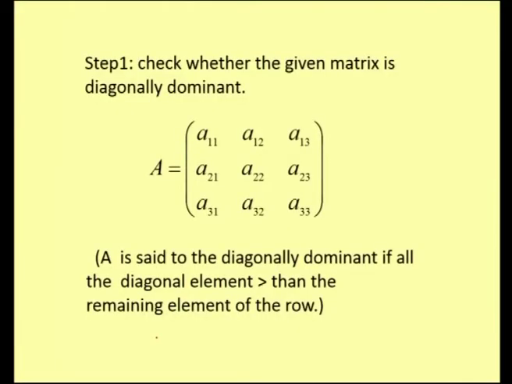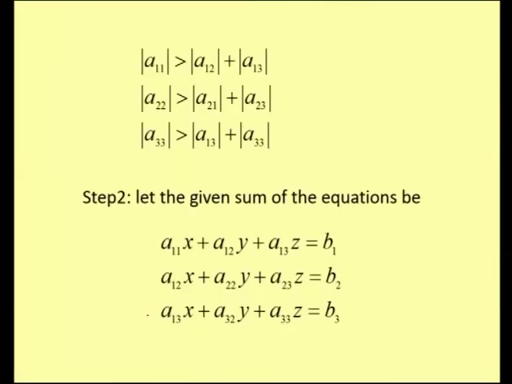For example, in Gauss-Elimination method, if any of the pivot elements is 0, we can rearrange the equations in such a way that the pivot elements A11, A22, A33 are not 0. But in Gauss-Seidel method, we have to see that the given matrix is diagonally dominant. Diagonally dominant means all the diagonal elements are greater than the sum of the remaining elements of that particular row. This is the condition for diagonally dominant. Modulus of A11 is greater than modulus of A12 plus A13, and A22 is greater than A21 plus A23, and A33 is greater than modulus of A31 plus A32.